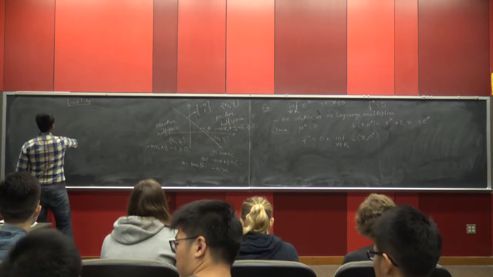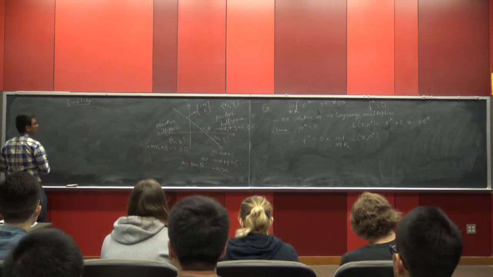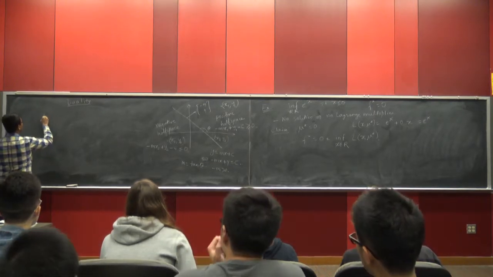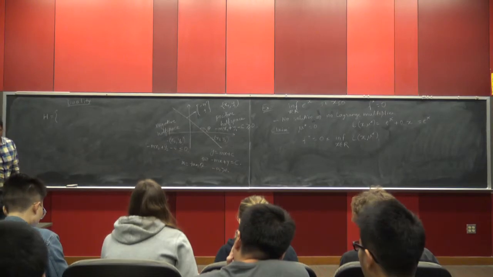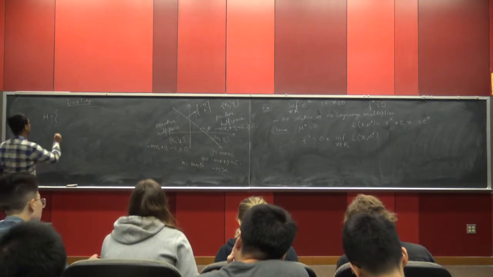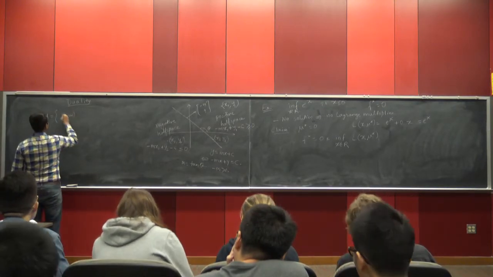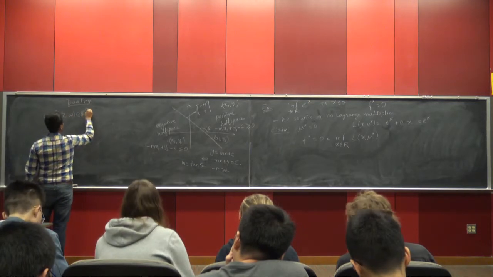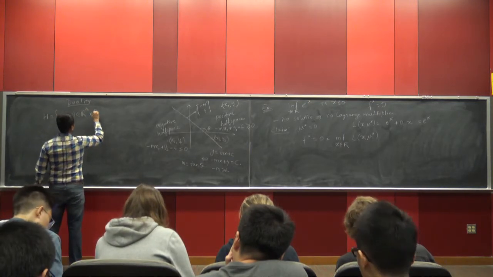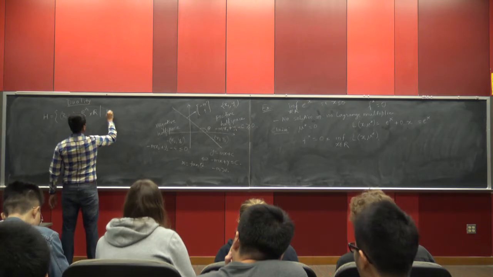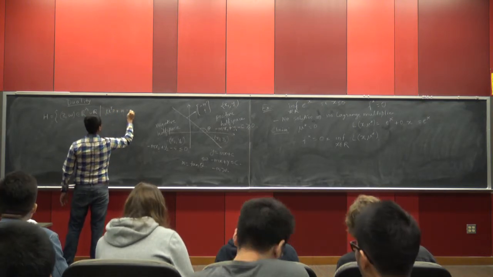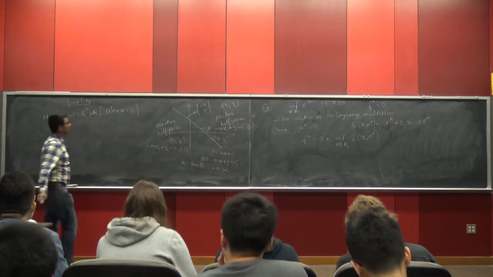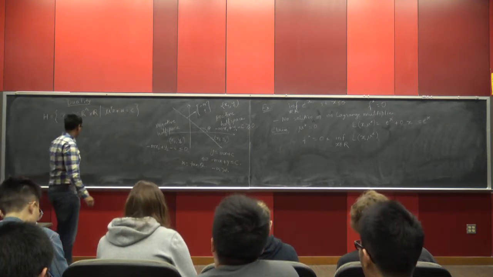Now, I'm going to define a half space H in (Z, W) in R^r cross R such that mu transpose Z plus W equals C. Okay?